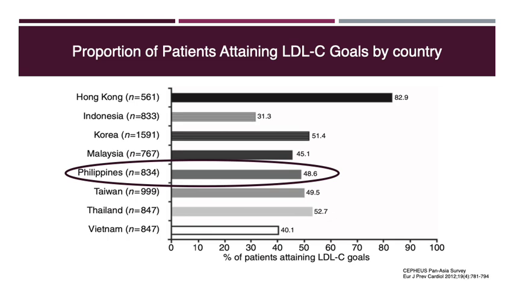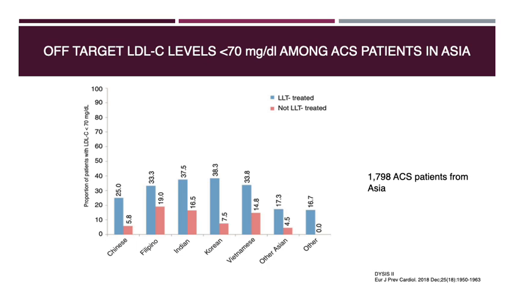This slide shows the proportion of patients attaining LDL-C goals by country. In the Philippines, only 48.6% reach LDL-C goals. Looking at the proportion of patients who are receiving lipid-lowering therapy, in the Philippines, only 33% are being treated, while 19% are not receiving lipid-lowering therapy.